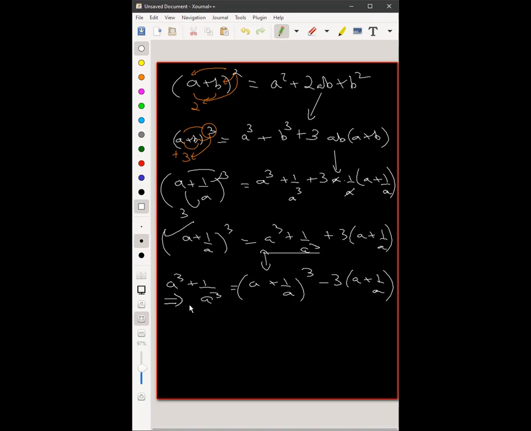Ananya, Sarah, are you clear on this? Yes, sir. You can always start with a plus 1 upon a, the whole thing cubed, and then reach this directly by transposing this here. In that way, what will happen? You will avoid making mistakes of plus minus.